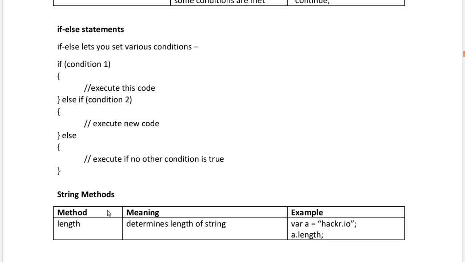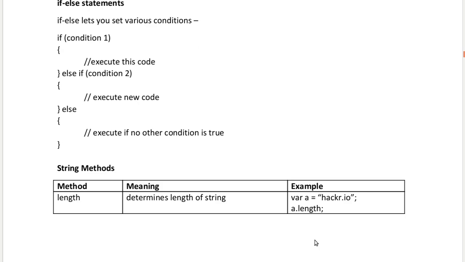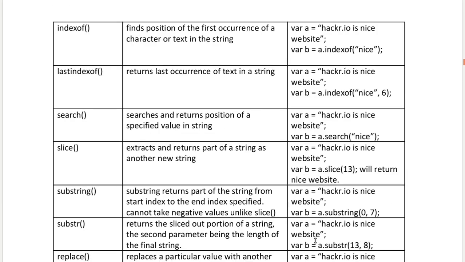String methods, meaning and example. Length determines the length of a string: var a = "hacker.io"; a.length. indexOf finds the position of the first occurrence of a character or text in the string: var a = "hacker.io is nice website"; var b = a.indexOf("nice").